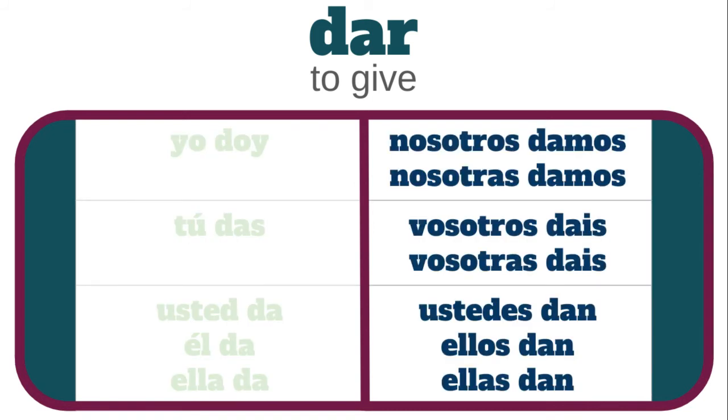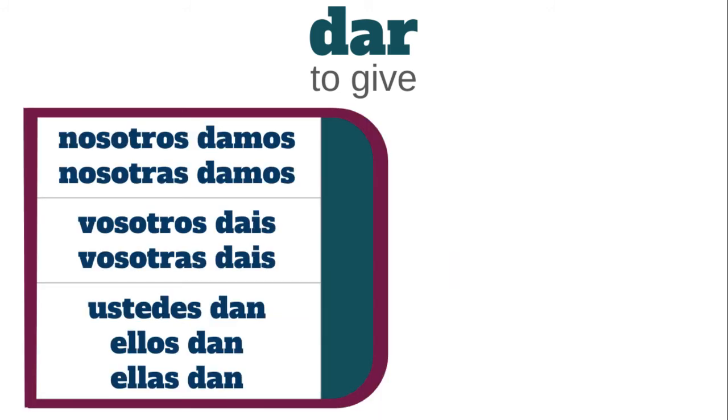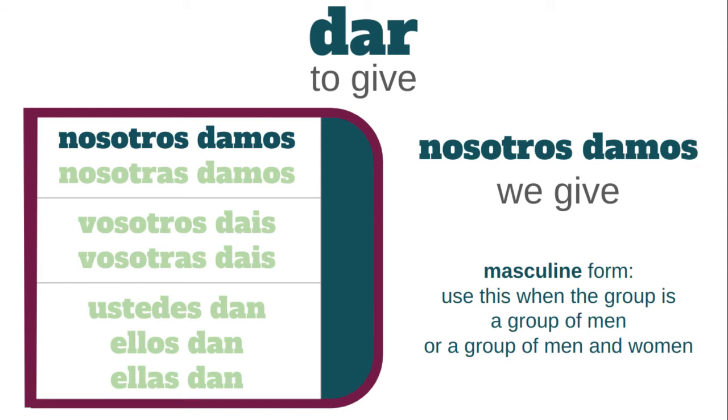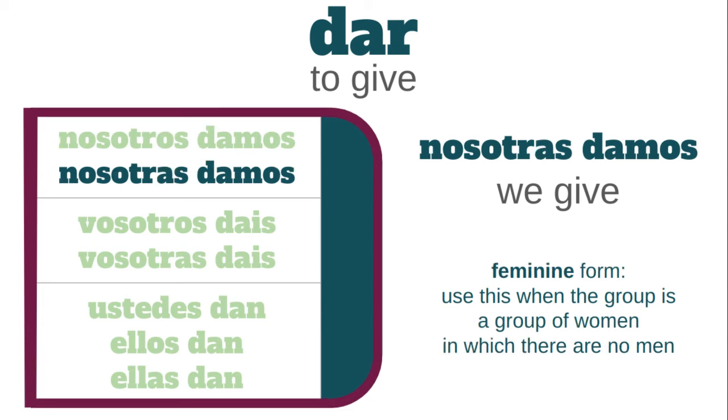The plural forms are nosotros damos, vosotros dais, vosotras dais, ustedes dan, ellos dan, and ellas dan. The first one is nosotros damos, which is the masculine form for we give, when you're speaking for a group of men or a group of men and women. Nosotros damos. The next one is nosotras damos, we give, which you use when you're speaking for a group of women. Nosotras damos.